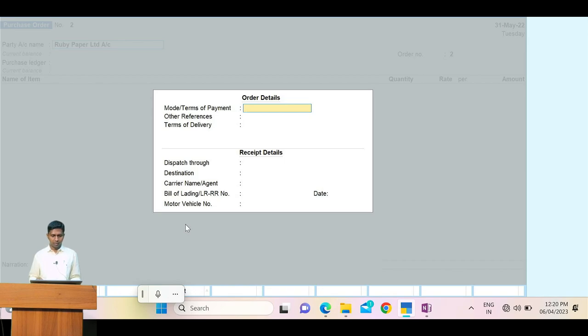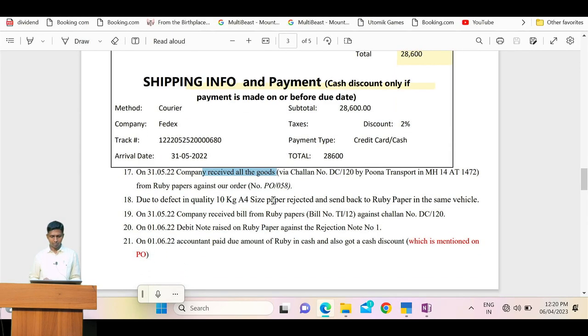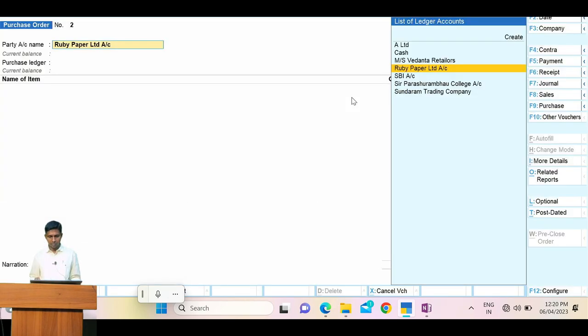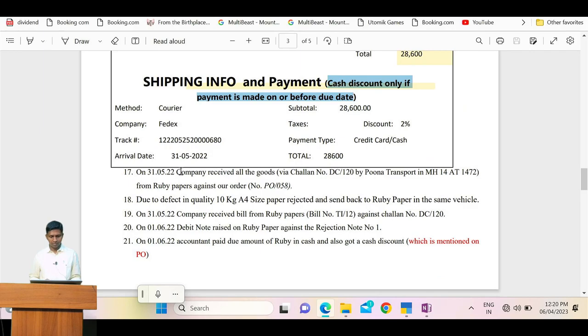Now for Ruby Paper, terms or mode of payment: cash, credit card, or you can write terms. Now this is also either that or this. Other reference, order details we already provided, no need to do it here, correct. Now other things, we have already provided, no need to, that means we are making some mistake.